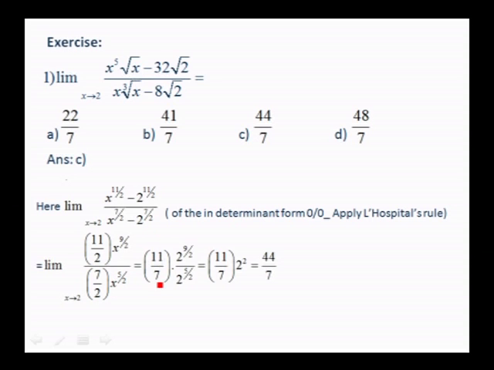So, that is 11 by 7 into 2 to the power of 9 by 2, allow x to tend to 2 over 2 to the power of 5 by 2. So, 11 by 7, 2 square, 44 by 7 is the answer. So, I have differentiated here and allow x to tend to 2, put the value x equals 2 here, you get the answer 44 by 7. Option is C.